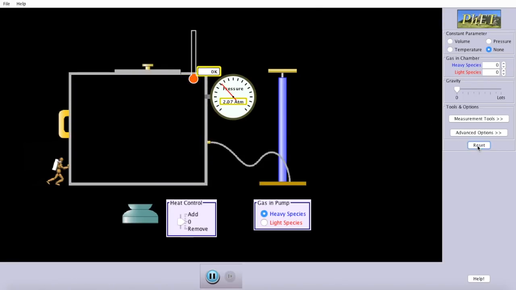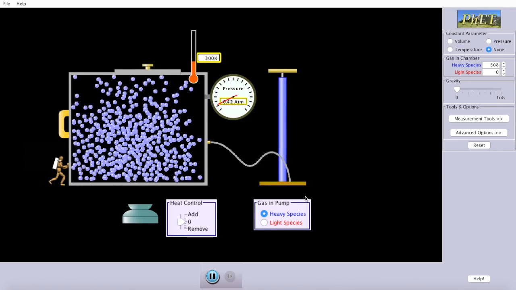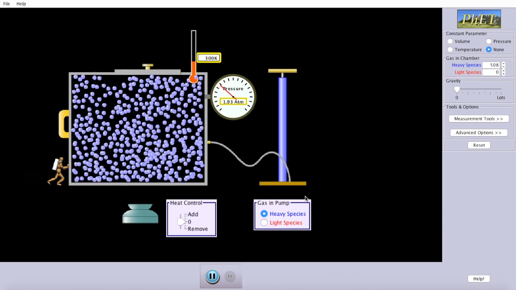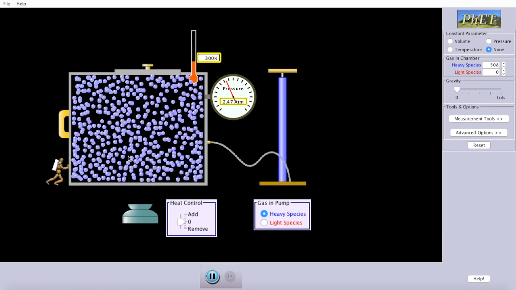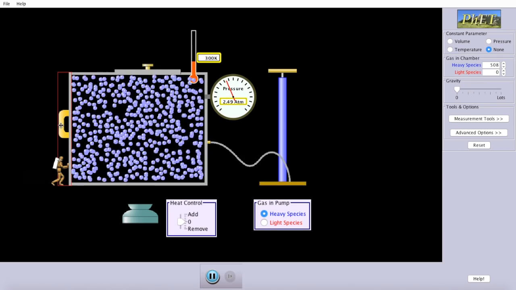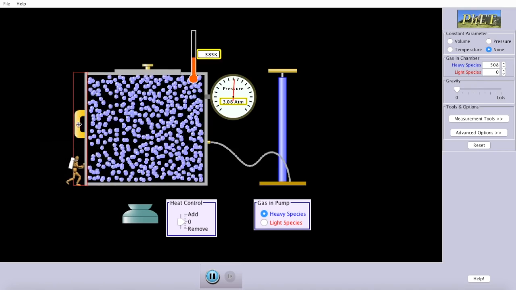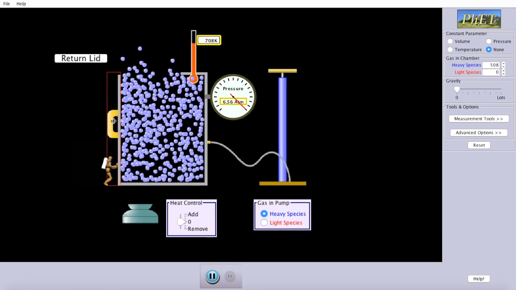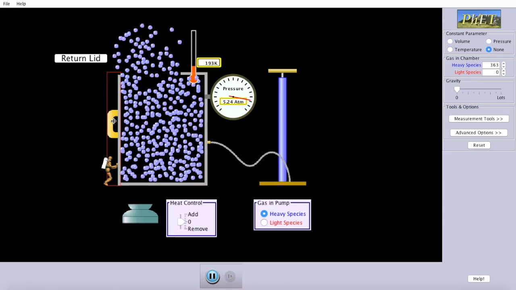Okay. Reset. Let's just run one little experiment. There's 3 pumps of air. And let's see what happens when we just keep shrinking that volume down. Let's make it as small as we can get it. See now the pressure is going up. Temperature is also going up. And look, we've blown the lid off the thing. How about that?